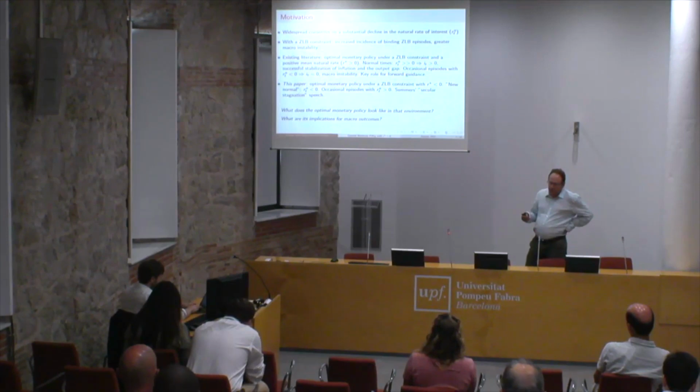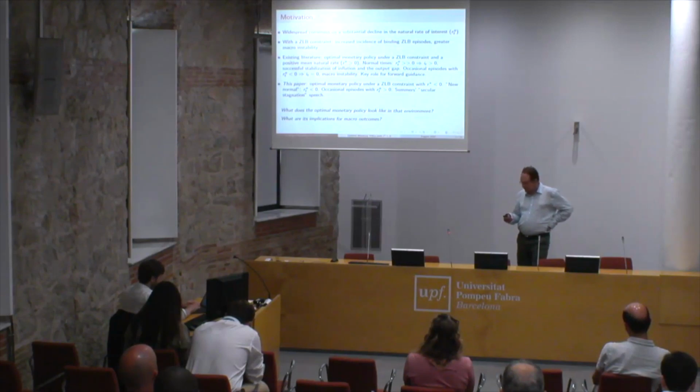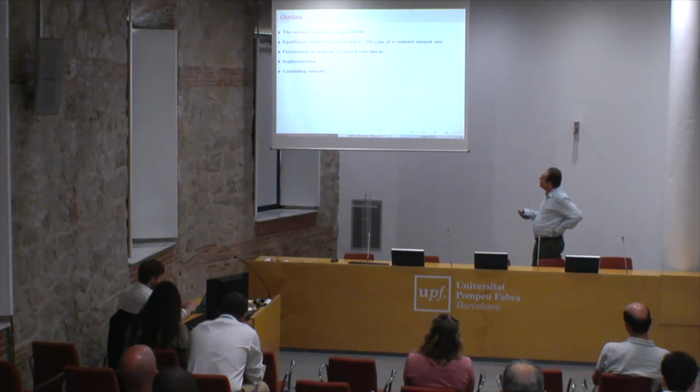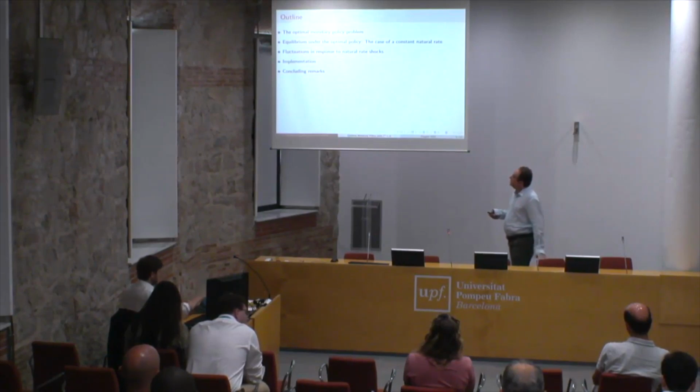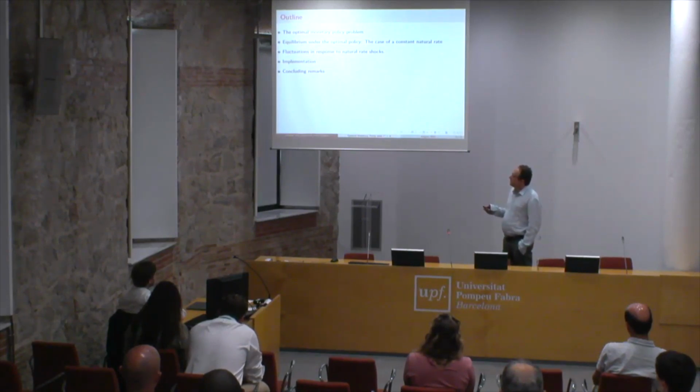So what we do in this paper is we ask two questions. One is, what does the optimal monetary policy look like in this environment? And secondly, what are the implications for macro outcomes? So in this talk, I will characterize the optimal monetary policy problem. Then we'll discuss equilibrium under the optimal policy in the case of a constant natural rate. Then we study fluctuations in response to natural rate shocks, and then we'll discuss the issue of implementation in this model and conclude.